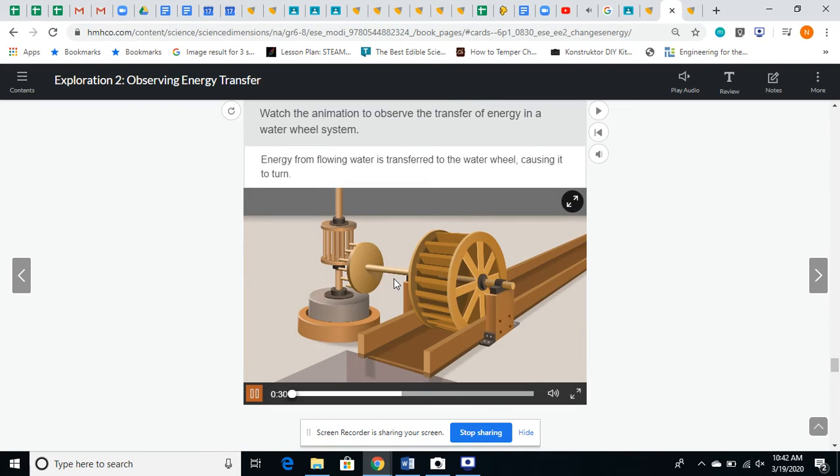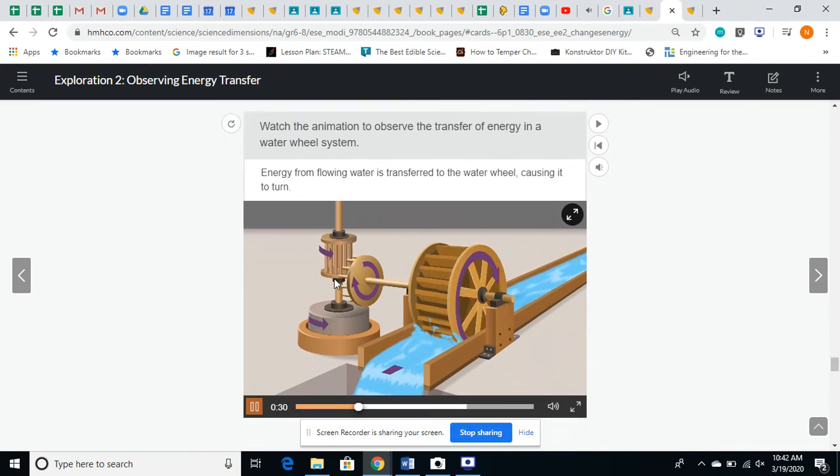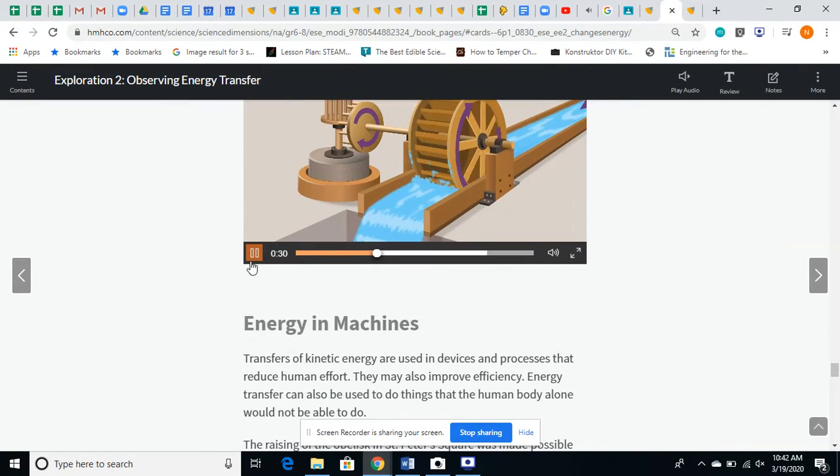This is a cool little diagram showing this spins the wheel, which spins this wheel, which spins this wheel, which turns a turbine and can transfer energy. You can get really clever with this stuff.